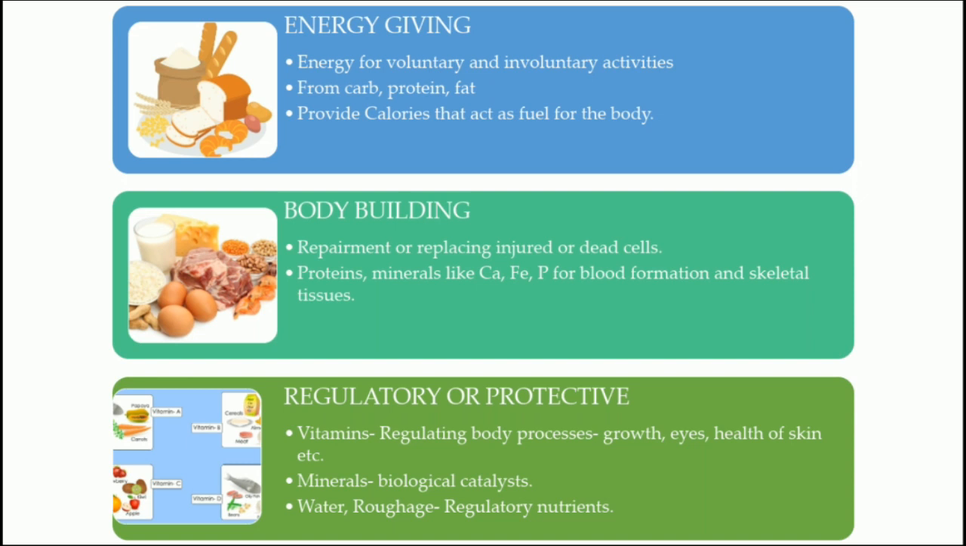Now the second one is, we know every time our body is undergoing certain repairments and growth, every second a lot number of cells die and a lot number of new cells develop in our body. So for all these repairments and replacing of injured and dead cells, we need to have the food which will help in the body building, the growth of muscles, the repairment of the cells.